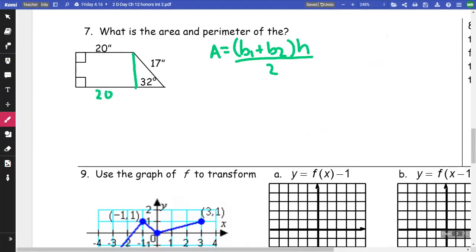And so I'm going to know that this is 20. And I need to figure out this length right here. I have a right triangle with a 30 degrees, and I want to find this. I'm just going to call that X. So sine of 32 is equal to opposite over hypotenuse. So 17 sine 32 is my X. So that's going to be the height.